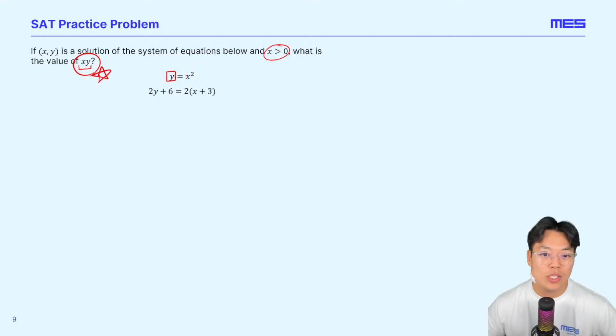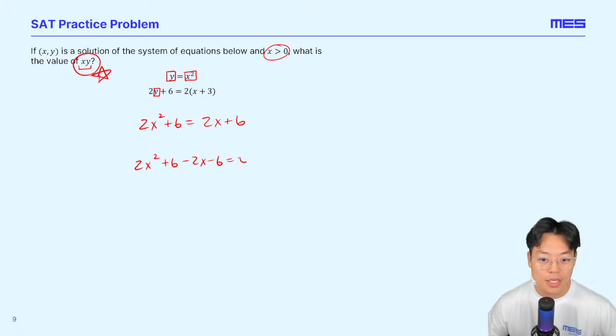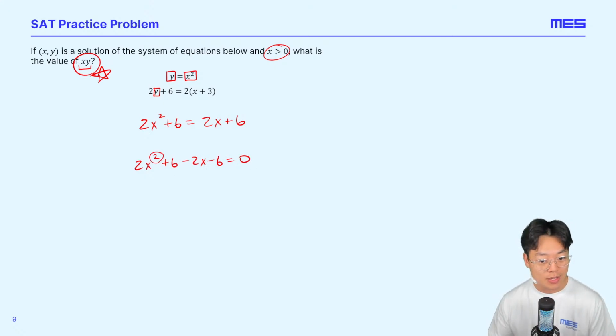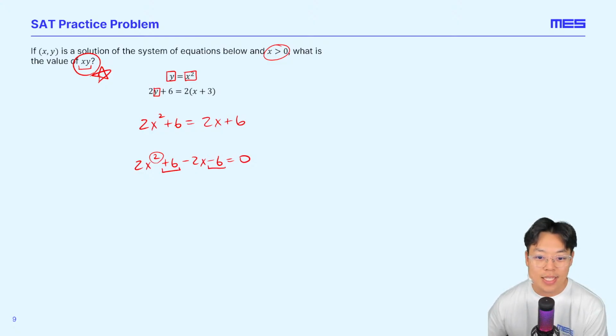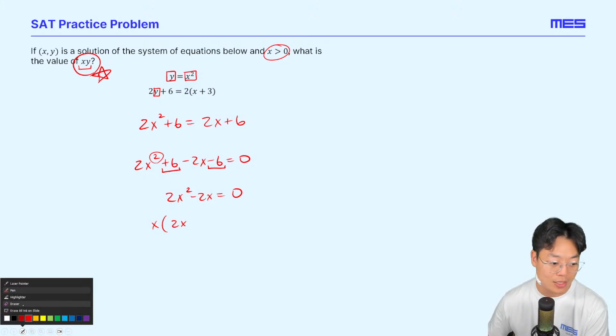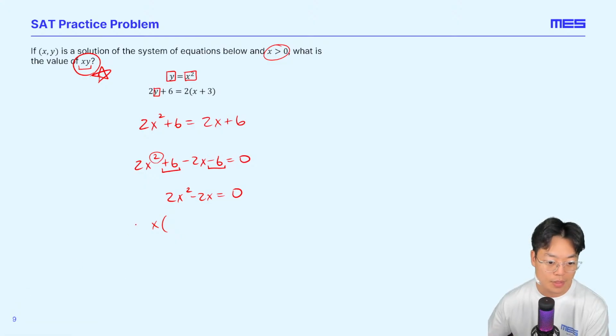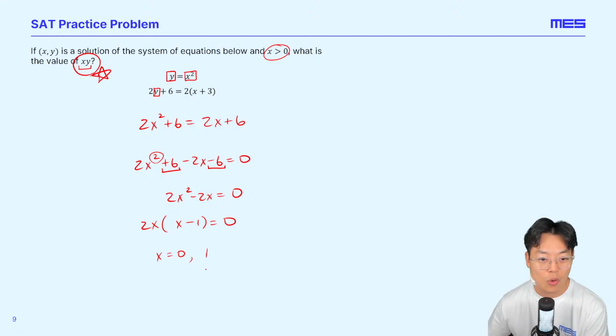Okay, so y is equal to x squared. So let's plug in x squared for this y. We have 2x squared plus 6 is equal to, let's distribute, 2x plus 6. We're going to move everything to one side because we have a quadratic equation. When set equal to 0, we may be able to factor. 6 and negative 6 eliminate. So we have 2x squared minus 2x is equal to 0. When we factor out an x, or let's factor out a 2x as a matter of fact, 2x, we get x minus 1. So x is equal to 0 or 1.